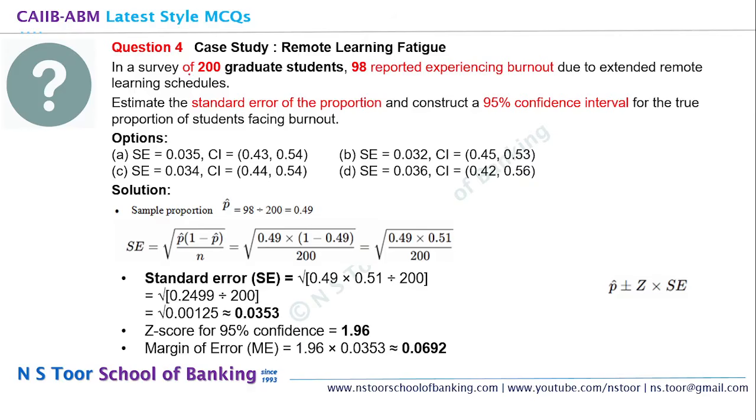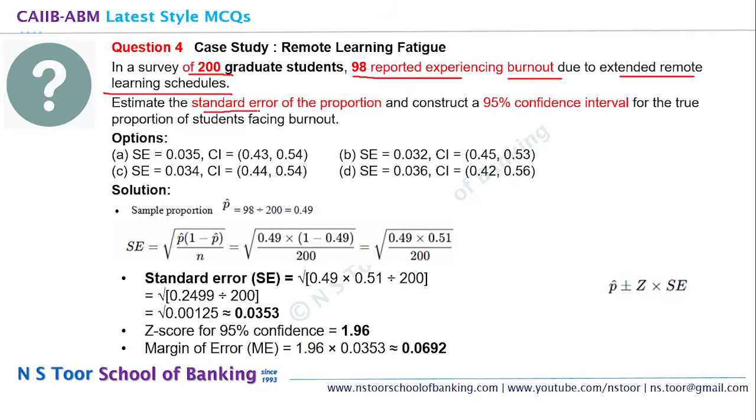In a survey of 200 graduate students, 98 reported experiencing burnout due to extended remote learning schedule. So 200 graduate students were surveyed, and 98 students reported that because of extended remote learning schedules they are experiencing burnout. So 98 is our P bar here. Estimate the standard error of proportion.